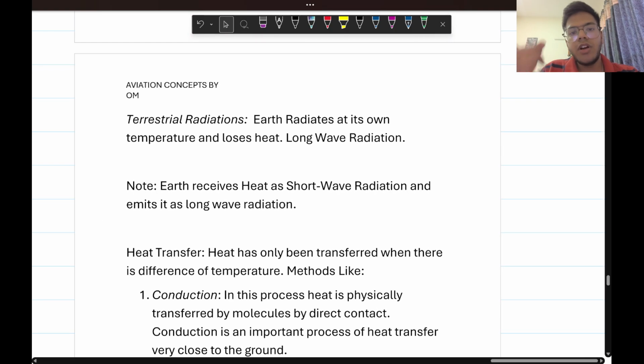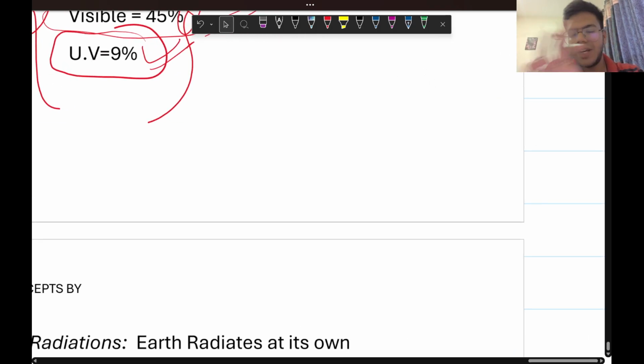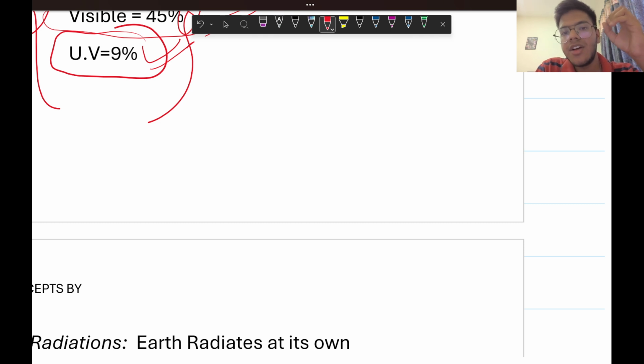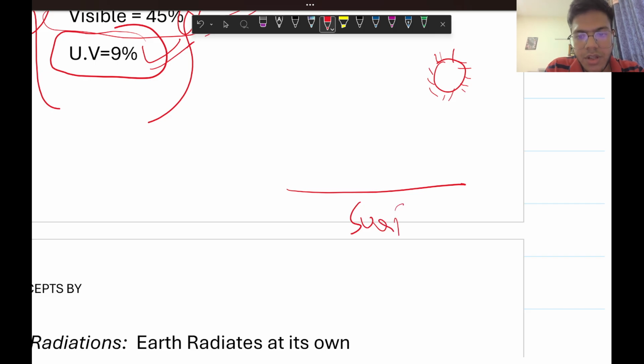Now guys, we'll see what terrestrial radiations are. I have told you in the previous video that the earth is not heated by the sun's radiation directly. It is heated by radiations from the earth itself. Now guys, this is our sun, we know. And this is our earth. I am assuming the flat surface now is earth. This is our surface, surface of earth.